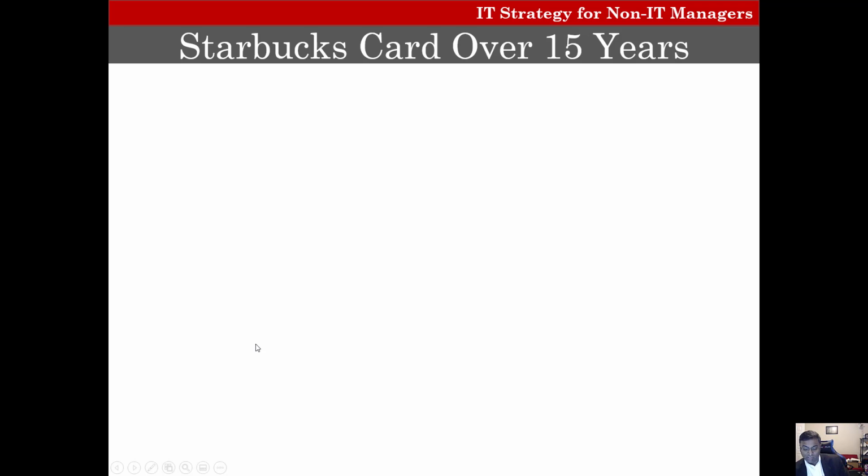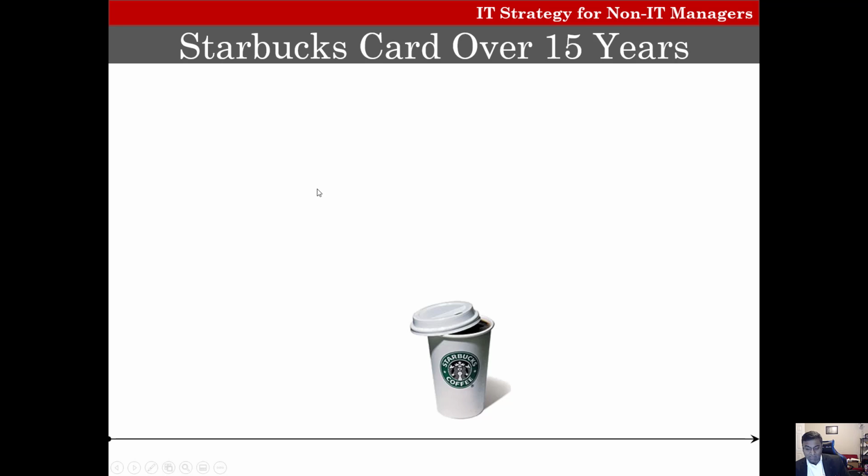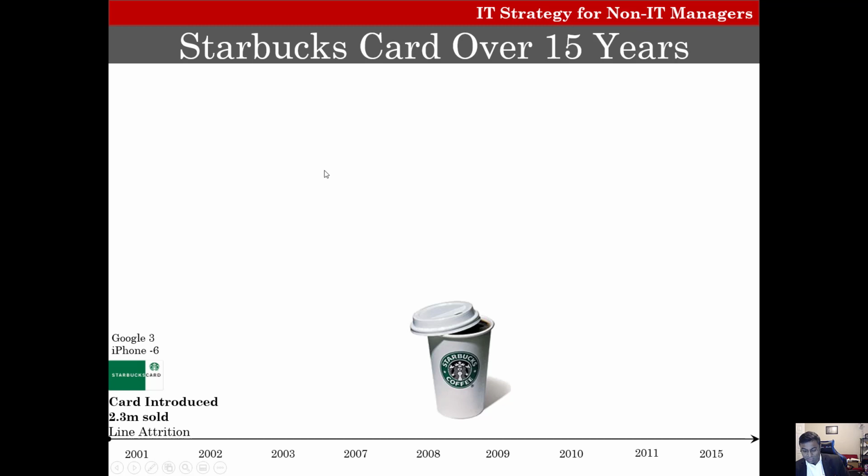So here is an illustration of real options thinking: the 15-year evolution of the Starbucks prepaid card from 2001 to 2016, on how real options thinking, even without formal quantification, can guide IT investments. And this is in your book, you can kind of look at it. Essentially, we look at all the multiple stages here. 80% of all Starbucks transactions in 2000 were in cash. Store employees knew regular customers, but the company did not.